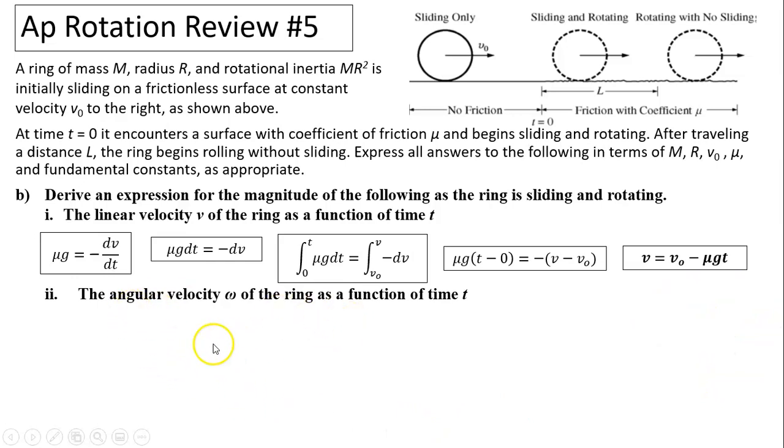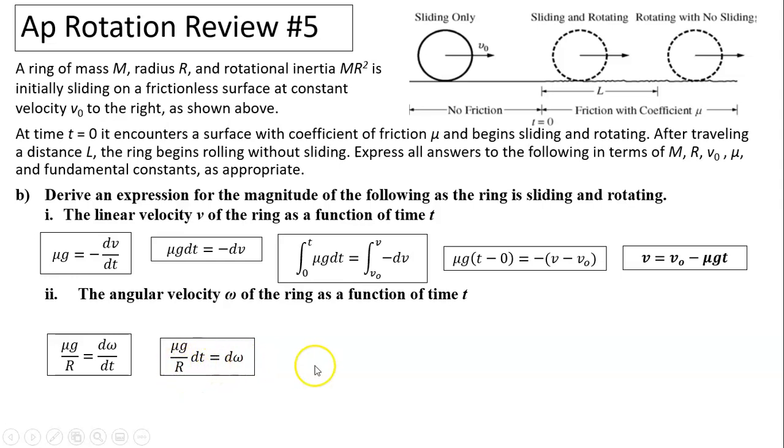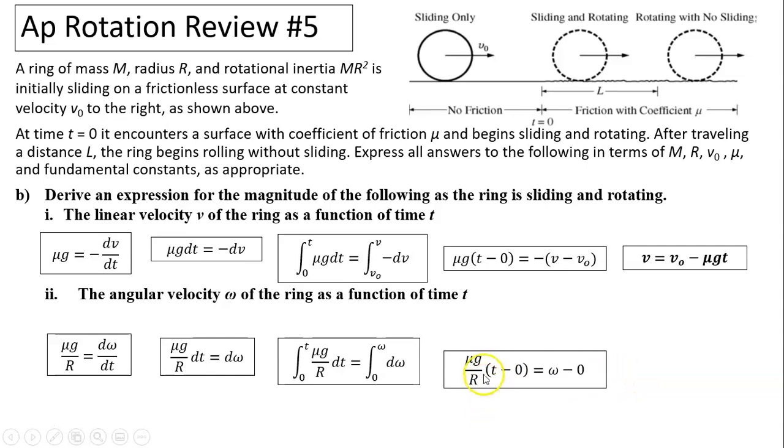For the angular velocity omega as a function of time, you do the same thing. From the last part, you have the differential equation for omega. Move it around: d omega equals mu g over r dt. Again, t is from 0 to t and omega is from 0 to omega, because the ring was sliding before, so the angular velocity was 0. Factoring out mu g over r, you have t minus 0 on the left and omega minus 0 on the right. So omega equals mu g divided by r times t.